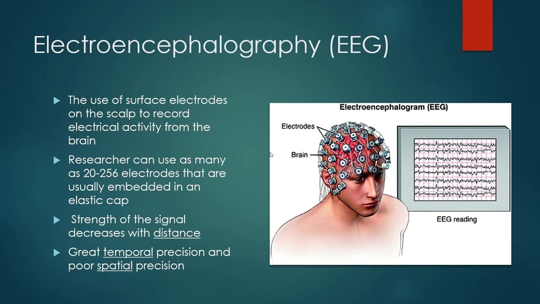But as you'll see as we go through these methods, this is something that's really, really important that I want you guys to know: the different spatial and temporal properties between all these methods. Because that's what we struggle with as cognitive researchers, the interplay between these two. Because as you'll see, most of the methods that we use either have really good temporal precision or really good spatial precision, but there's nothing that's perfect right in the middle.